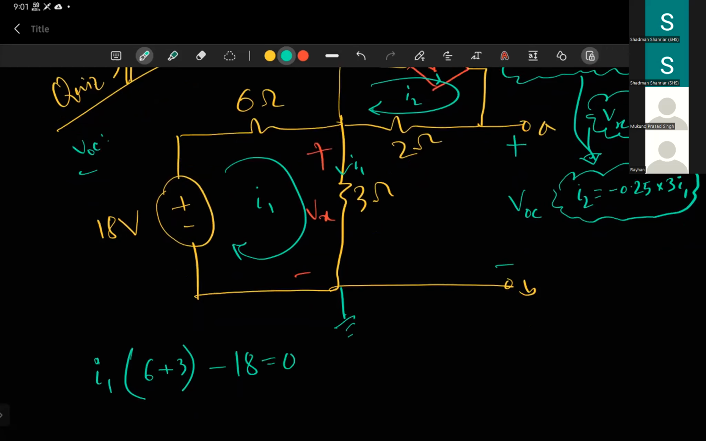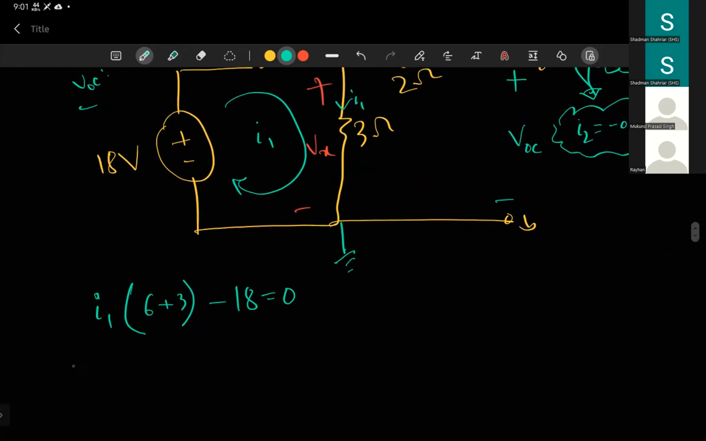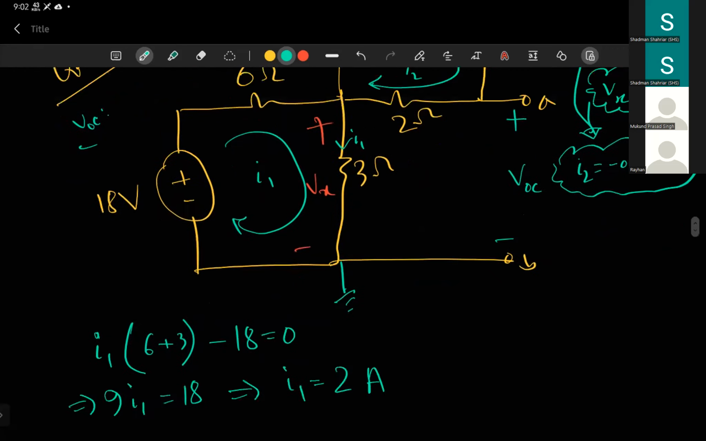So if we rewrite the equation, we will see that I1 equals 2 amperes. And from this, we can actually get the value of I2 directly. Minus 0.75 is minus 1.5 amperes, right?